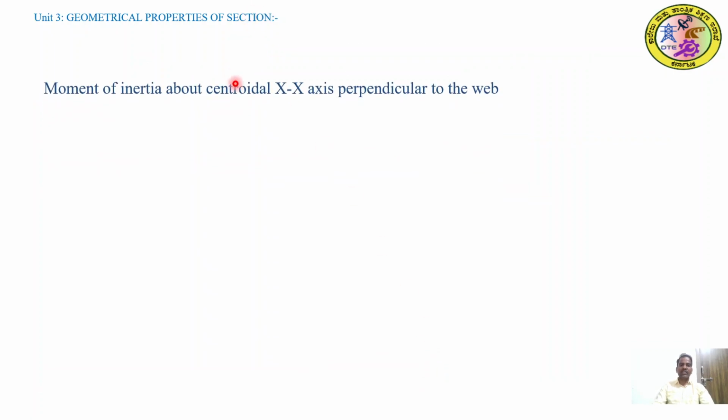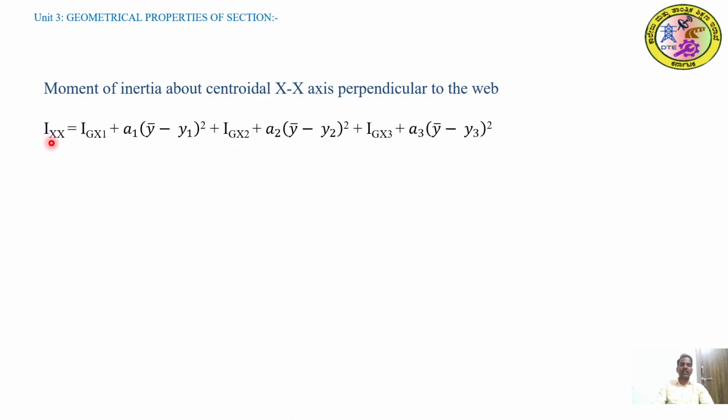To find the moment of inertia about the centroidal x axis perpendicular to the web, the formula is: moment of inertia for the x axis is equal to the moment of inertia of the first rectangle with respect to the x axis, plus the area of the first rectangle multiplied by the square of the centroidal distance difference between the whole section and the first section, plus the moment of inertia of the second section with respect to the x axis plus the area of the second rectangle multiplied by the square of the centroidal distance difference between the whole section and the second rectangle, plus the moment of inertia of the third section with respect to the x axis plus the area of the third rectangle multiplied by the square of the centroidal distance of the whole section to the third rectangle.